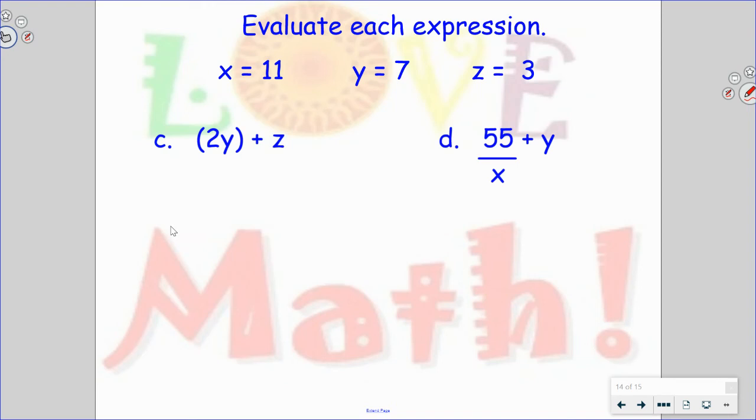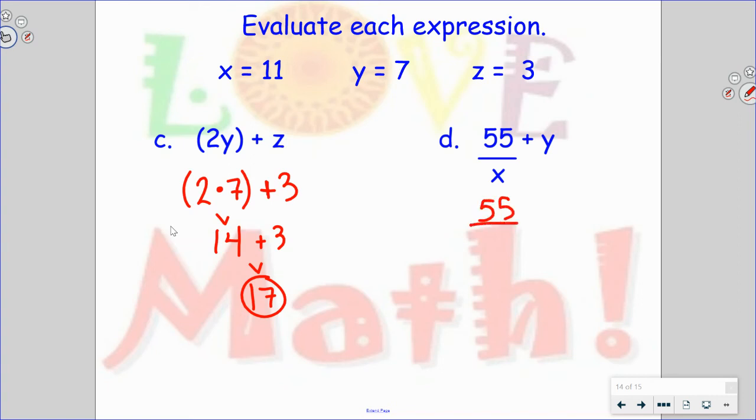Let's go ahead and evaluate just a couple more. Here we have the product of 2 and y, which is 7, and then we are going to add z. Now the product of 2 and 7 is 14, and 14 plus 3 is 17. Write those examples down if you need them. Part D, we're going to split 55 into groups of 11. And then we're going to make it 7 greater than that amount. But first you've got to figure out what that amount is, which is naturally 5. And then add 7 on top of that to get 12.